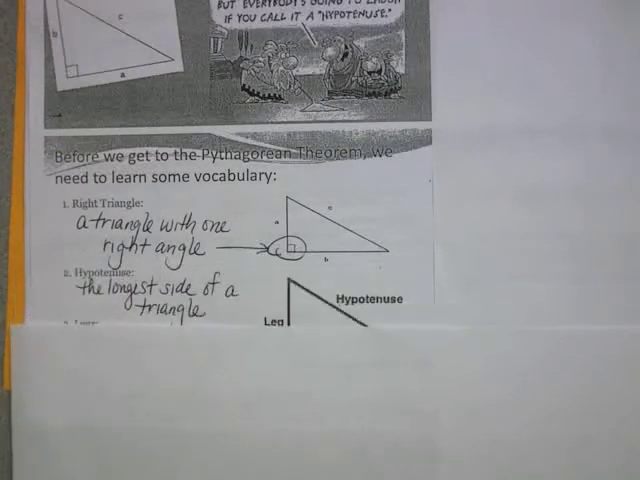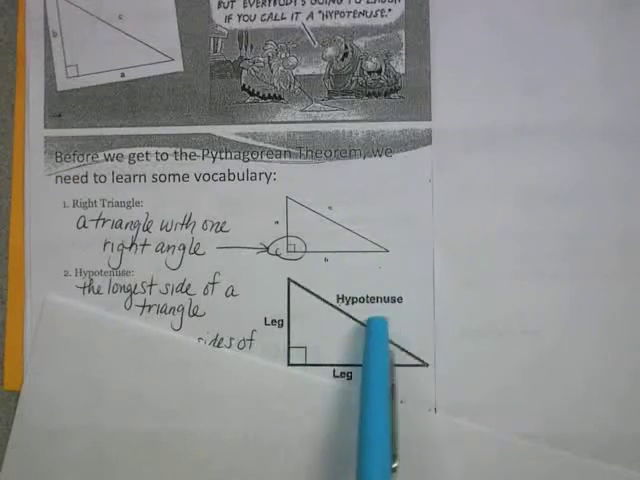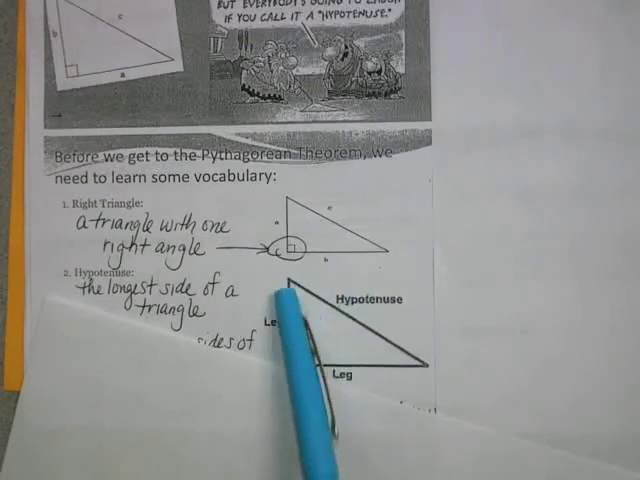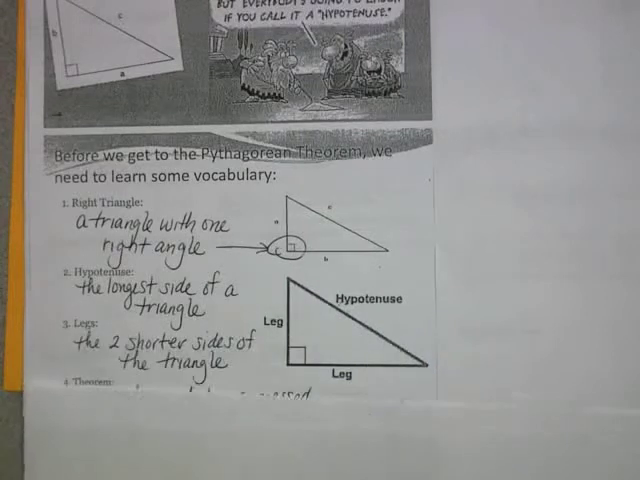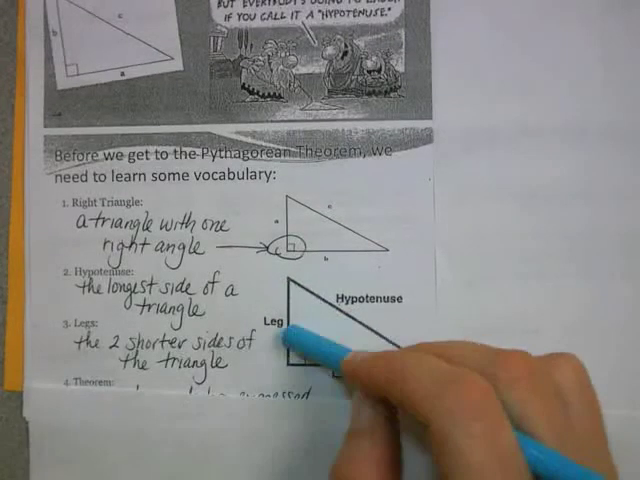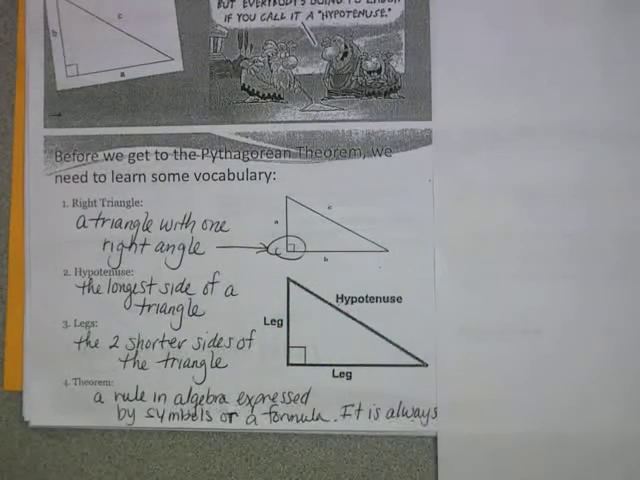A hypotenuse, so practice that one, hypotenuse, it's the longest side of the triangle. And in this case, it's the one across from the 90-degree angle. There's my hypotenuse. So this angle right here opens up to this hypotenuse. The legs are the two shorter sides of the triangle, so they're the ones that make up the 90-degree angle in this triangle. And then a theorem is a rule in algebra expressed by symbols or a formula, and it is always true.